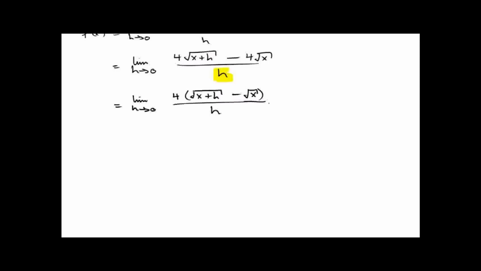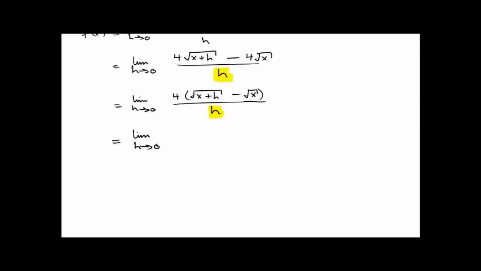So I haven't really done much there except take out that 4 on top. Now, has anybody got any suggestions as to how I could get rid of the square roots? Okay? Ultimately, I want to get rid of h, but by getting rid of the square roots on top, I will also actually get rid of h. We did this in algebra. Multiply, well done Michelle, multiply the top and bottom by the conjugate of the top. Okay? Now what's the conjugate of root x plus h minus root x? Root x plus h plus root x.